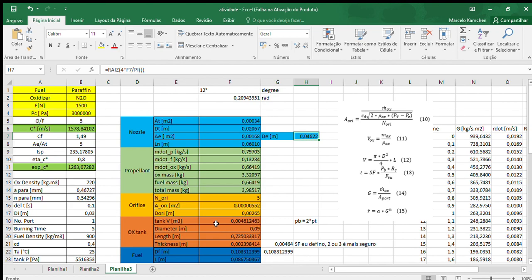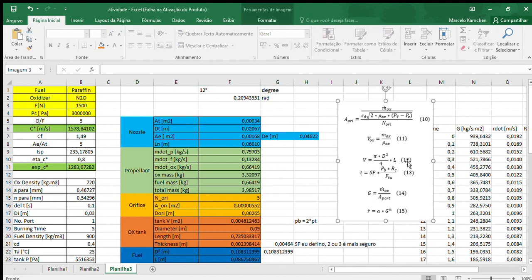For the oxidizer tank calculation, knowing that density is the mass divided by the volume, we use equation 11 to find this total volume. The tank diameter is chosen by me, set as 0.09 meters, with the tank volume and the base area. For a cylindrical tank, we find the tank length using equation 12 here.